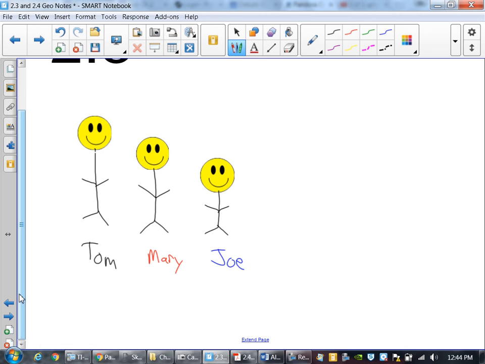That's the law of syllogism. Tom is taller than Mary, Mary is taller than Joe, therefore Tom is taller than Joe. Done. Same idea as this: if A equals B and B equals C, what can you say? Done. That's the law of syllogism.